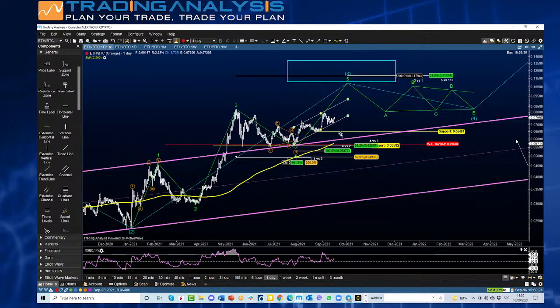Any fail to do that, and the movement down, I will definitely look to change this outlook. Okay, so my error or margin of being wrong is very small here.